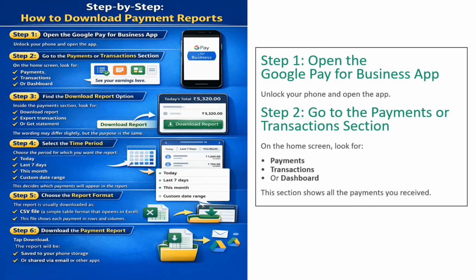Now we will see how to download payment reports. Step 1. Open the Google Pay for Business app. Unlock your phone and open the app. Step 2. Go to the Payments or Transactions section. On the home screen, look for Payments, Transactions or Dashboard. This section shows all the payments you received.